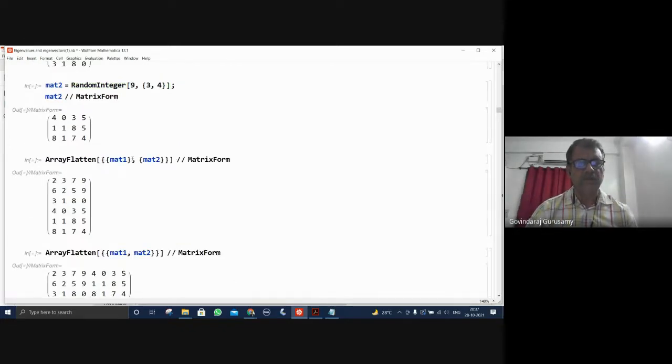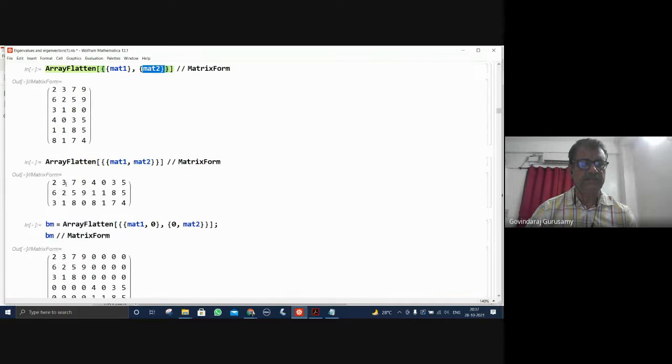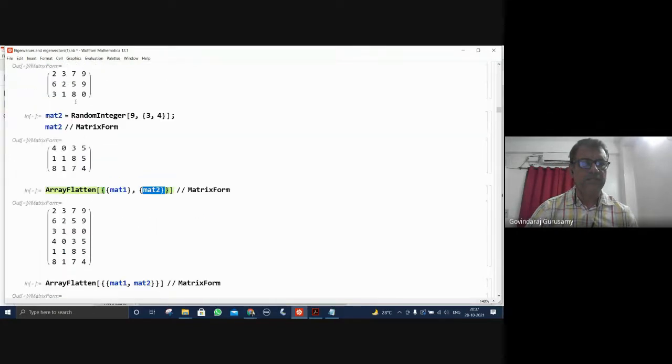Now, what you do, you can combine them. If you do this with a bracket like this and make an array flatten, you'll get this. This and this are being combined in this form. 3 plus 3, 6 rows are there. And you can see it's 2379, 2379. This was 4035, 4035. It started writing like this.